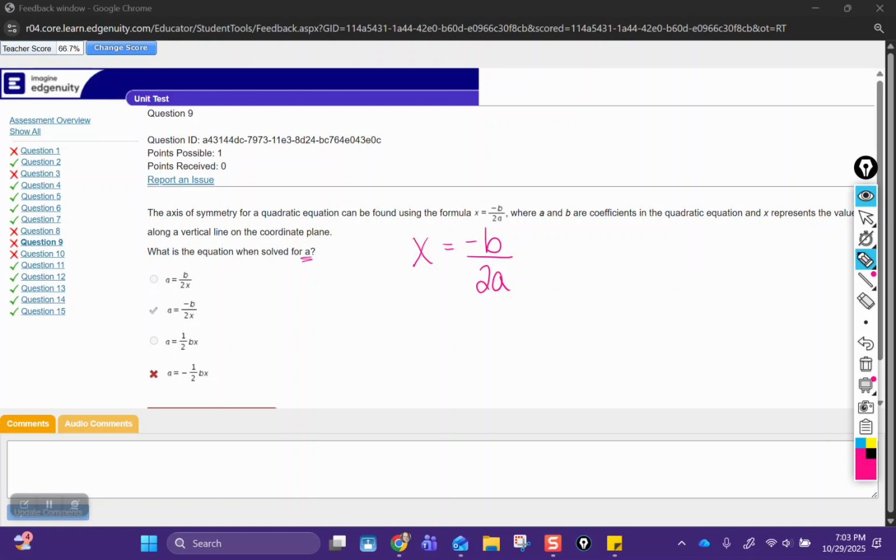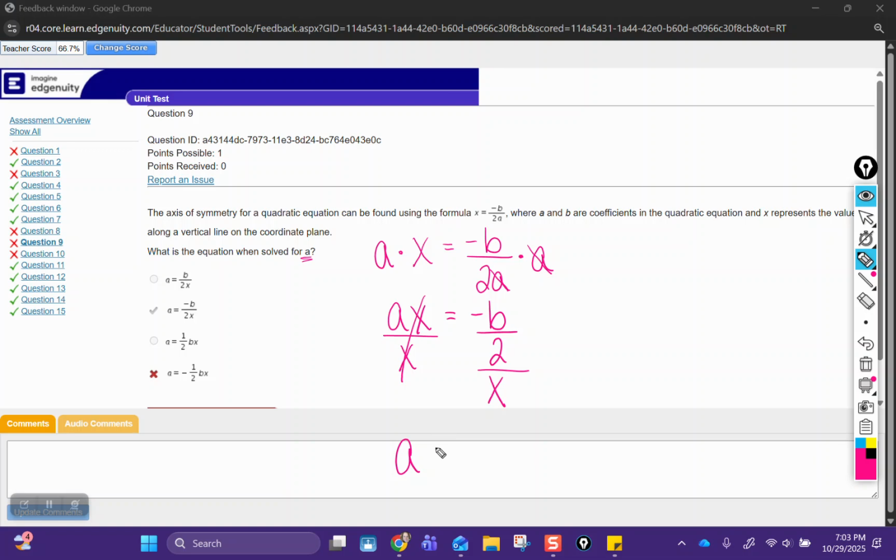First, whenever you're trying to solve for a variable that's in the denominator, you have to get it out of the denominator first, and we do that by multiplying both sides by A. When I multiply it by A on the right, those A's are going to cancel each other out. On the left, A times X is just AX, and then I'm left with negative B over 2. Now I can pretty easily get rid of that X because I'm solving for A. I want to get A alone. I'm going to divide both sides by X, right? This is multiplication. I undo that through division. So those X's are going to cancel.